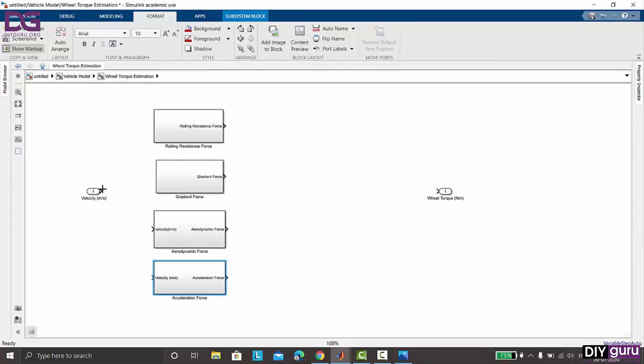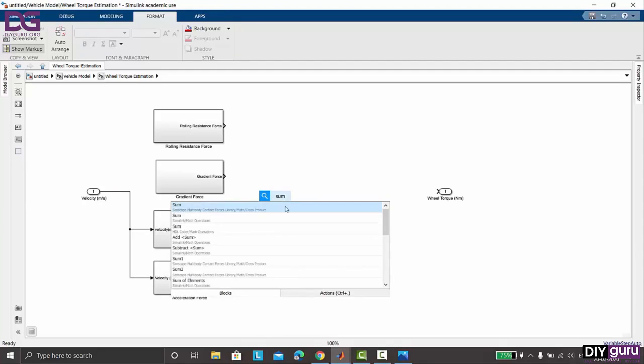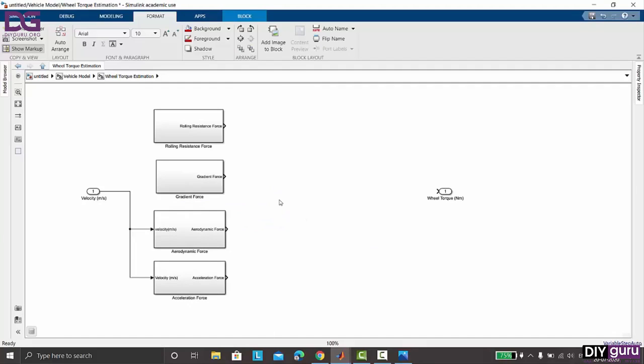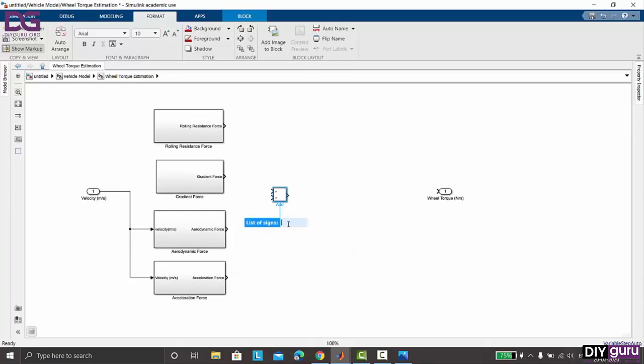So we are with the forces and connect them with input of velocity. As we know, tractive force is the sum of all the forces, so we require add block, and number of input is 4, so list of sign is 4. Now connect all the forces to this add block.